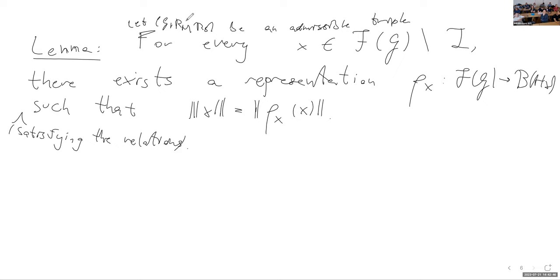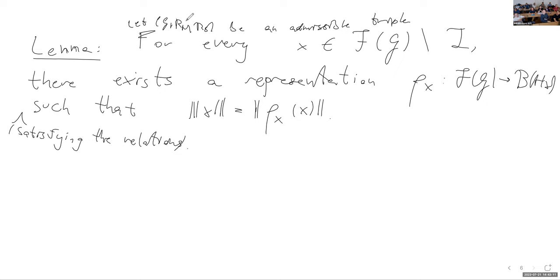So basically, just saying that the supremum is actually attained whenever we have an element. Do you really mean set minus? Yes, X is not the same. But what is wrong with X belonging to I? Then every representation maps it to zero. So what is the reason for this exclusion?